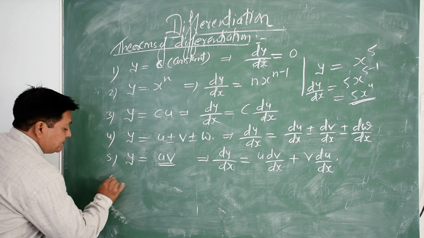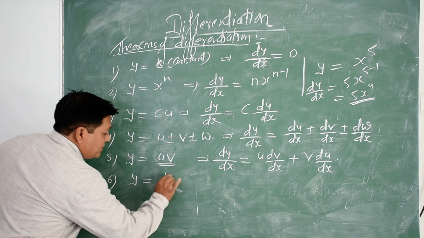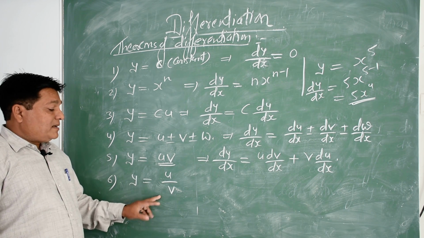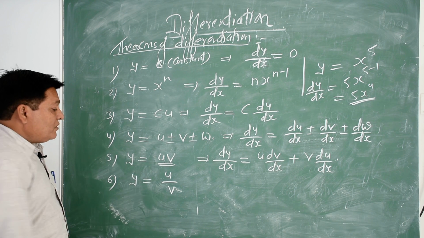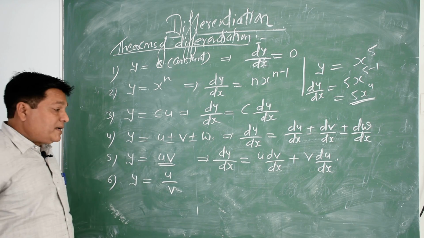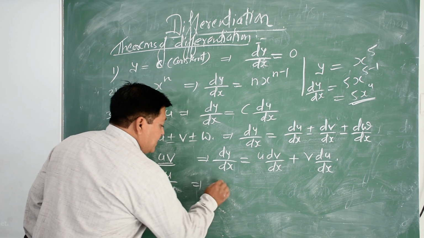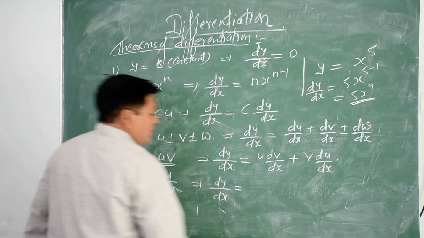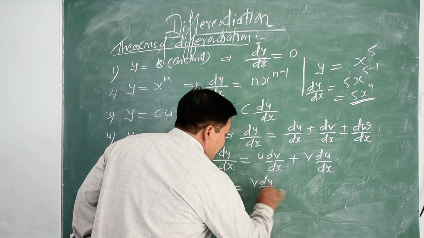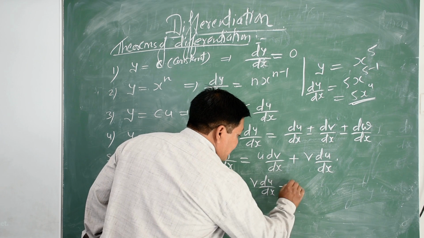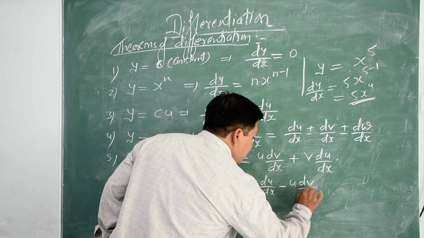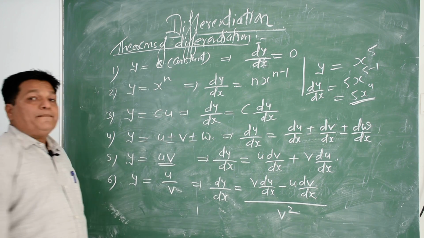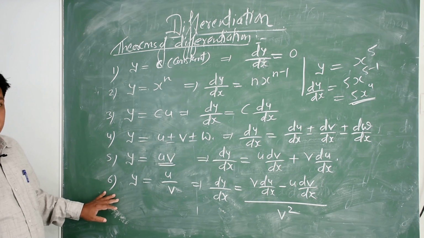Sixth one, y is equal to u upon v in fraction form. Two terms are there and they are in fraction form. How do we write? This is denominator, this is numerator. So we can say that here dy by dx is equal to, first denominator du by dx minus sign, then numerator dv by dx upon v square. In this way we can solve.